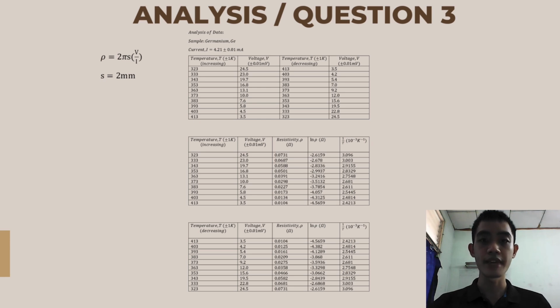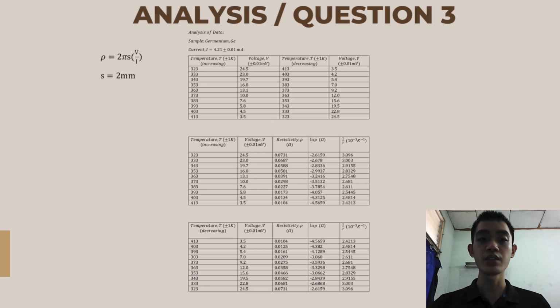To obtain the value of rho, which is resistivity, we need to use the equation of rho equals to 2 pi S multiplied by V over I, which is current. S is the interprobe spacing, which is 2 mm. By substituting all the values into the equation, we will get the value of rho.